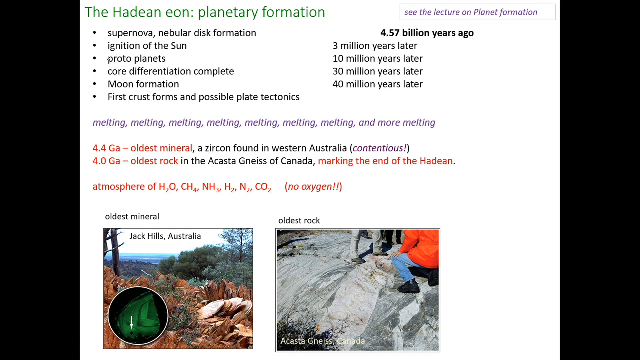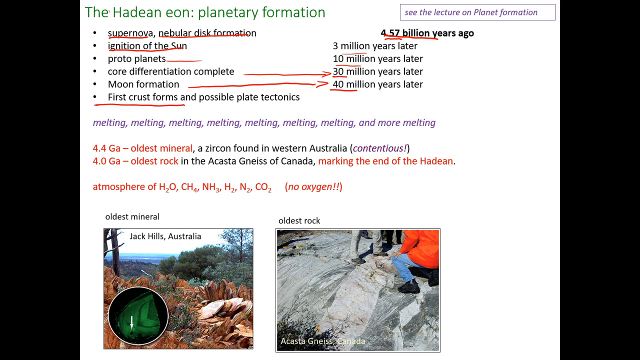So the Hadean Eon, you have planetary formation. Here's a quick timeline of what happened. Earth formed maybe 4.55 billion years ago. Only 10 million years before that, 4.57 billion years ago, we had the supernova and the nebular disk formation. So the sun and the solar system form in only 10 million years. We have ignition of the sun just 3 million years later, and protoplanets 10 million years after that. Core differentiation is basically complete after 30 million years, and we have moon formation after 40 million years.